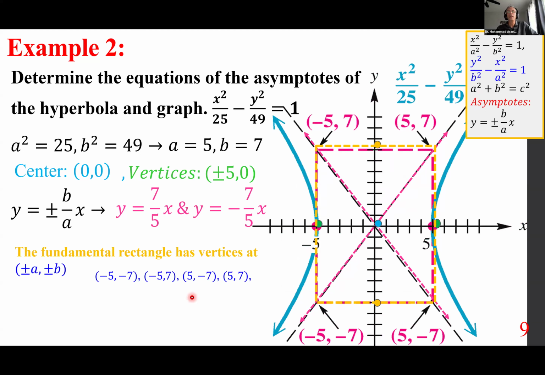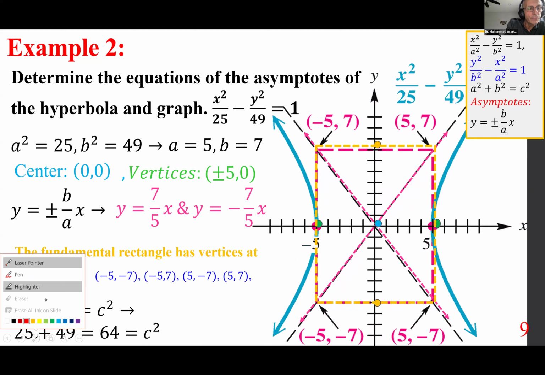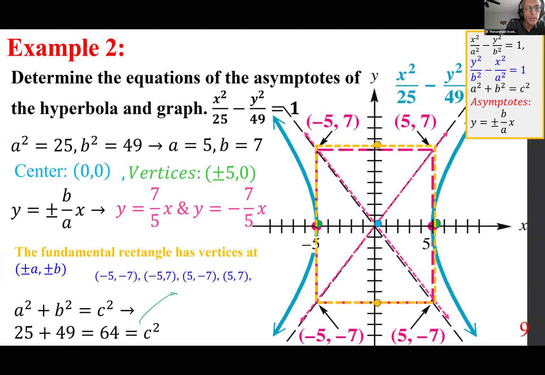Now, again, let's find the foci. a squared plus b squared equals c squared, which makes c squared 74, and therefore c is the square root of 74. The foci are at the square root of 74, 0 and negative the square root of 74, 0. And those are the points. Very straightforward, everybody.